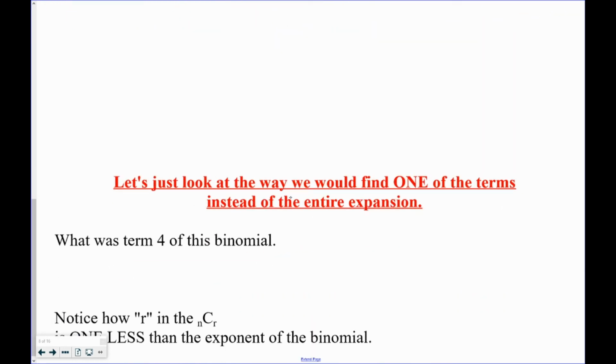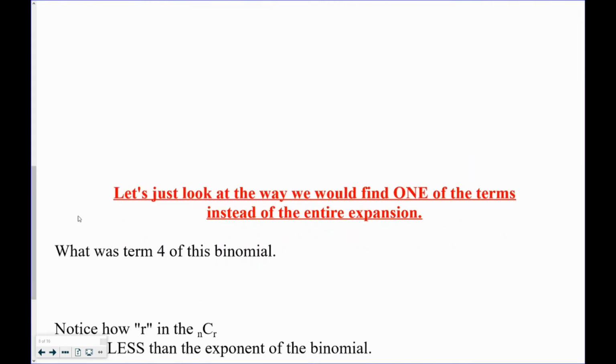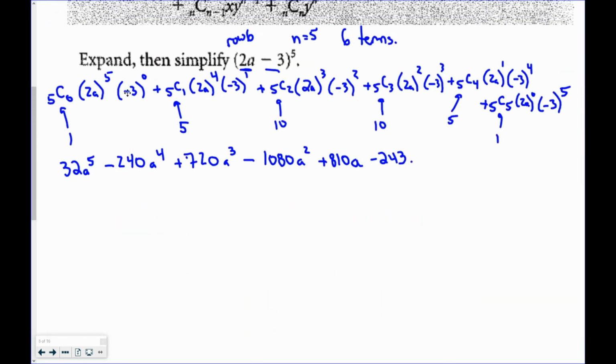There is a way to find just one term instead of the entire expansion. Sometimes they ask a question on the exam like, what is the middle term or something like that. We'll do some questions like that later on in the lesson. But let's look at term 4. So where is it? 1, 2, 3, 4. Here's term 4.